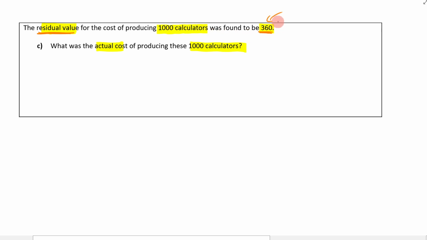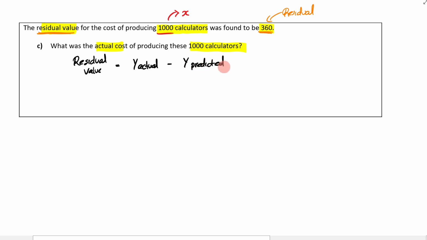So they've given us the residual. That's the residual right there, people. And what else have they given us? They've given us the X, because remember, calculators produced is the X. So what we're going to do is, again, use our formula, which tells me that the residual value is equal to the actual Y value minus the Y predicted.